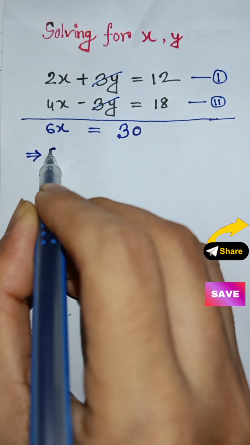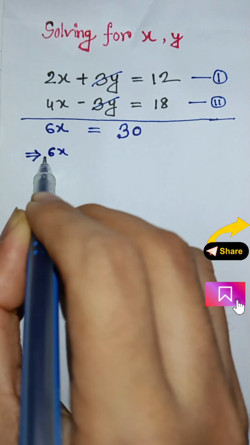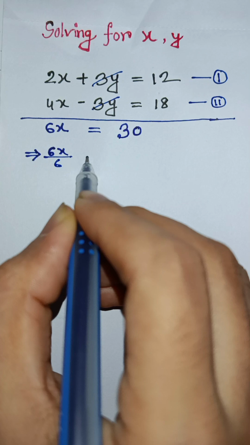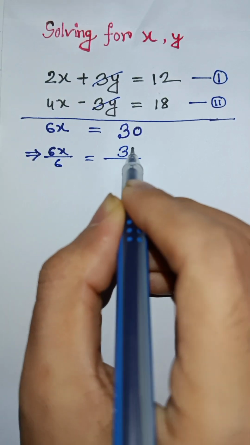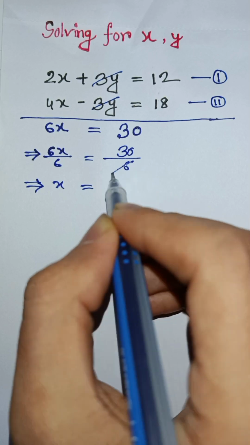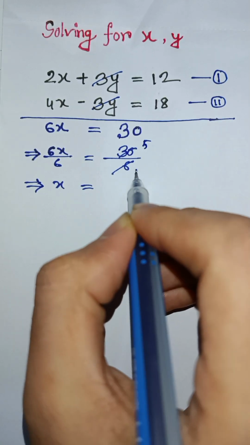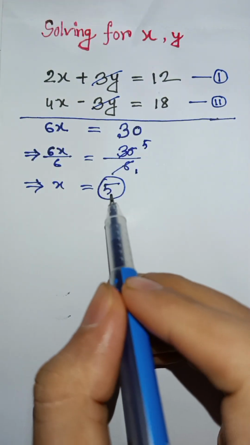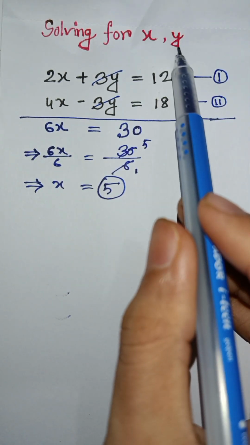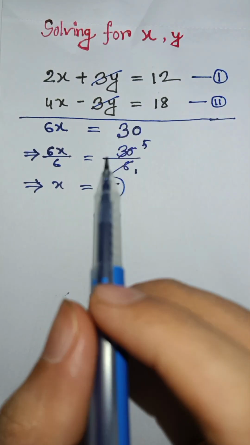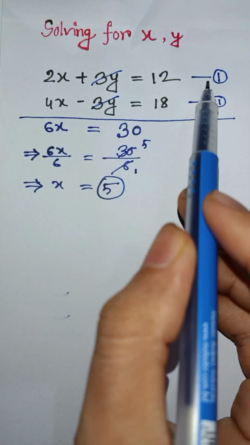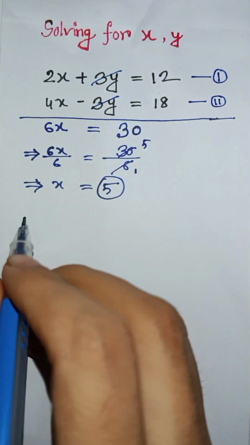6x. By dividing 6 from both sides, it becomes x equals 5. So the value of x is 5. Now how can we get the value of y? For the value of y, we can substitute x equals 5 in equation number 1.